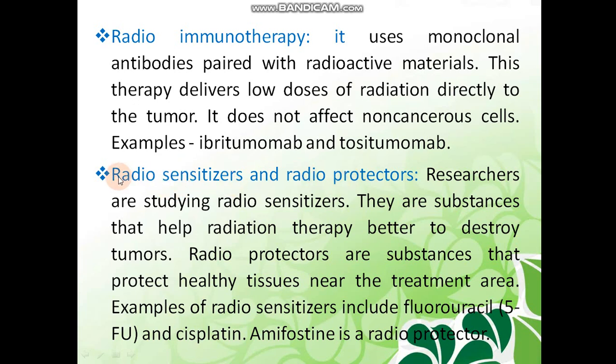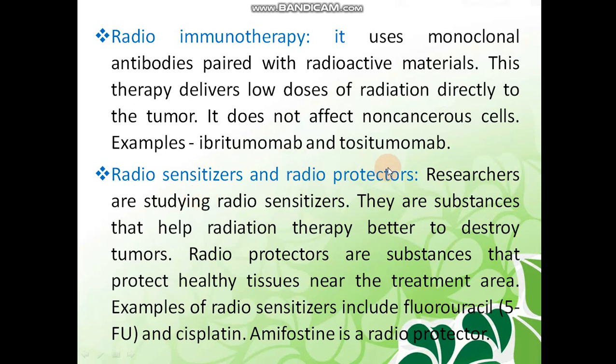Next one is radiosensitizers and radioprotectors. Two categories are there. Radiosensitizers: what are they? Studies are still going on. Radiosensitizers are substances that help radiation therapy better destroy tumor cells. So when a patient is receiving radiation therapy and we give these radiosensitizer tablets, the effect of the radiation he is taking will be very effective. An example is 5-fluorouracil or cisplatin. It's a chemo drug. So when we give this drug while the patient is in radiation therapy, the radiation effect will be very high.